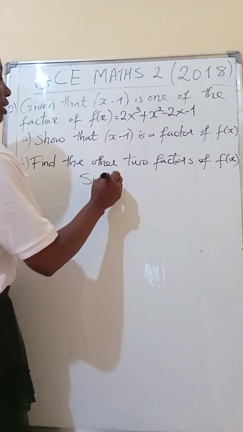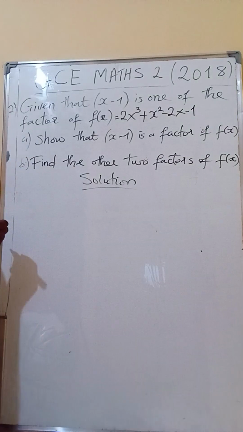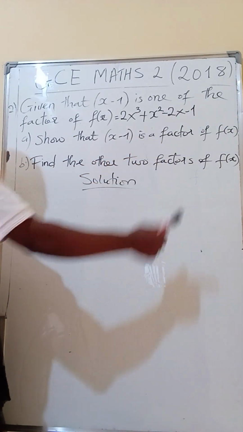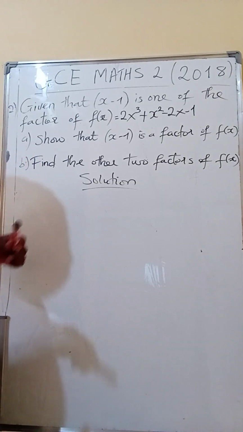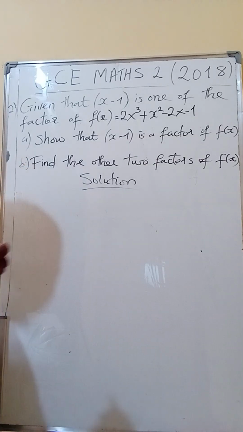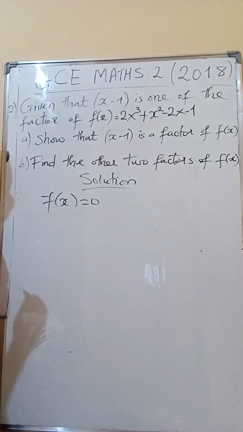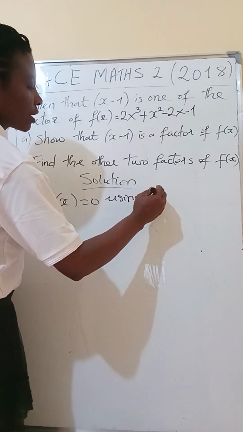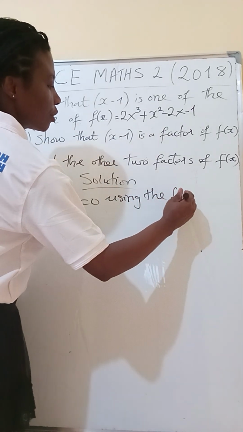We start with the solution. To show that x minus 1 is a factor of f of x, we have to use the factor theorem. Okay, the factor theorem here says that what? That f of x must be equal to 0. Okay, using the factor theorem.